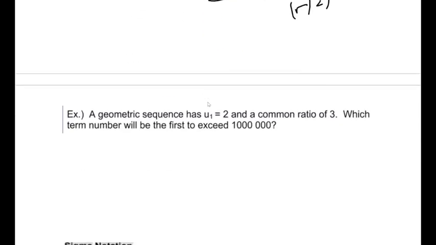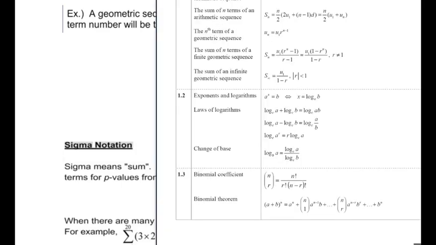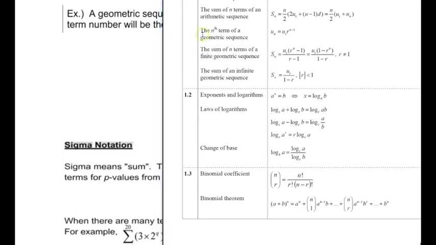So let's do an example. A geometric sequence has u1 equal to 2 and a common ratio of 3. What term number will be the first to exceed a million? What we're going to do is look at our formula sheet. It says term number, it didn't say anything about the sum. So I'm looking at this one. These are all sum things. So it's all about this one right here.